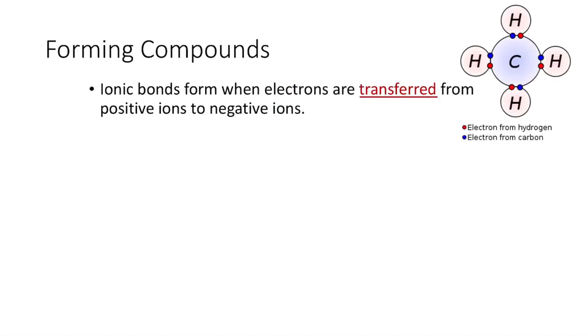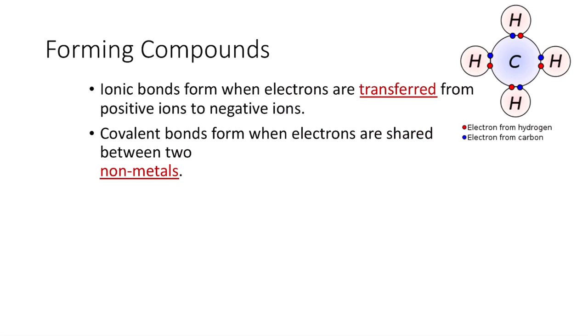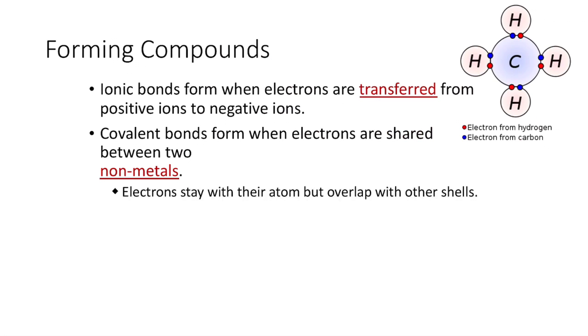So ionic bonds form when electrons have transferred from positive ions to negative ions. So electrons have moved. Covalent bonds form when electrons are shared between two nonmetals. Electrons stay with their atom but overlap with their shells.